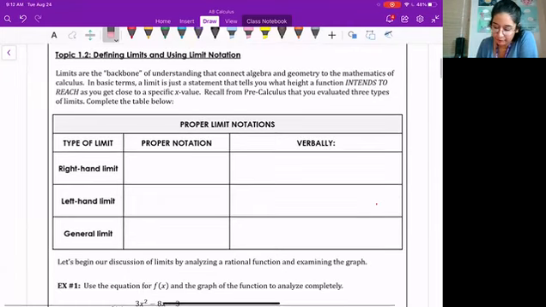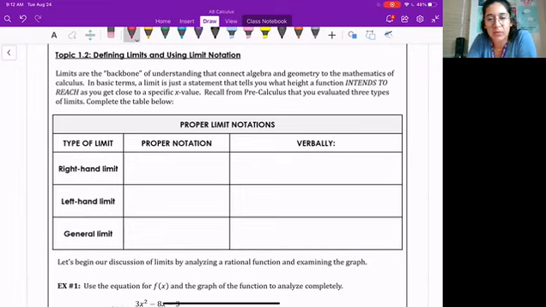Okay, so I'm going to start off right here, kind of talking about the definition of a limit and three different types of limits that we will encounter today. The first type of limit that we're going to talk about is a right-hand limit. I'm going to go ahead and write the notation here.